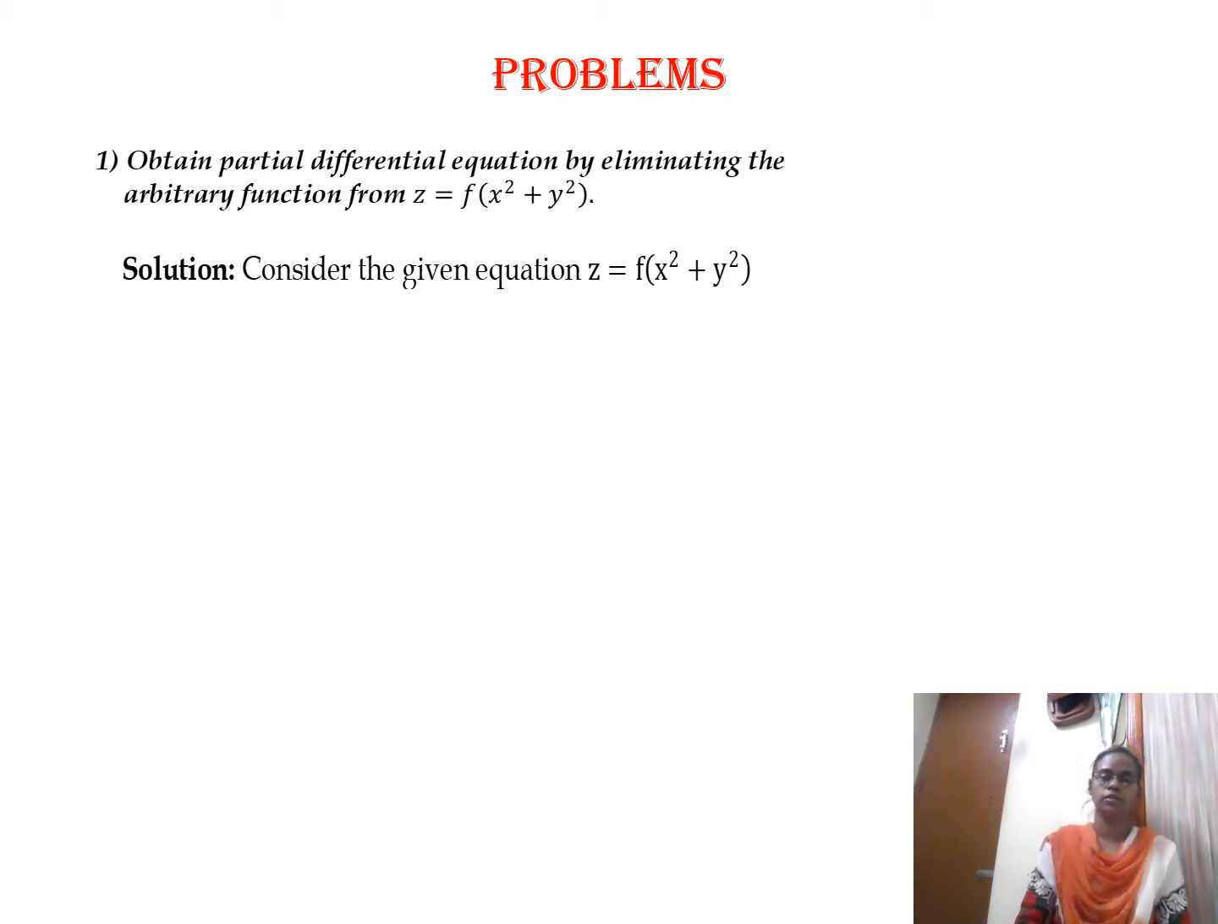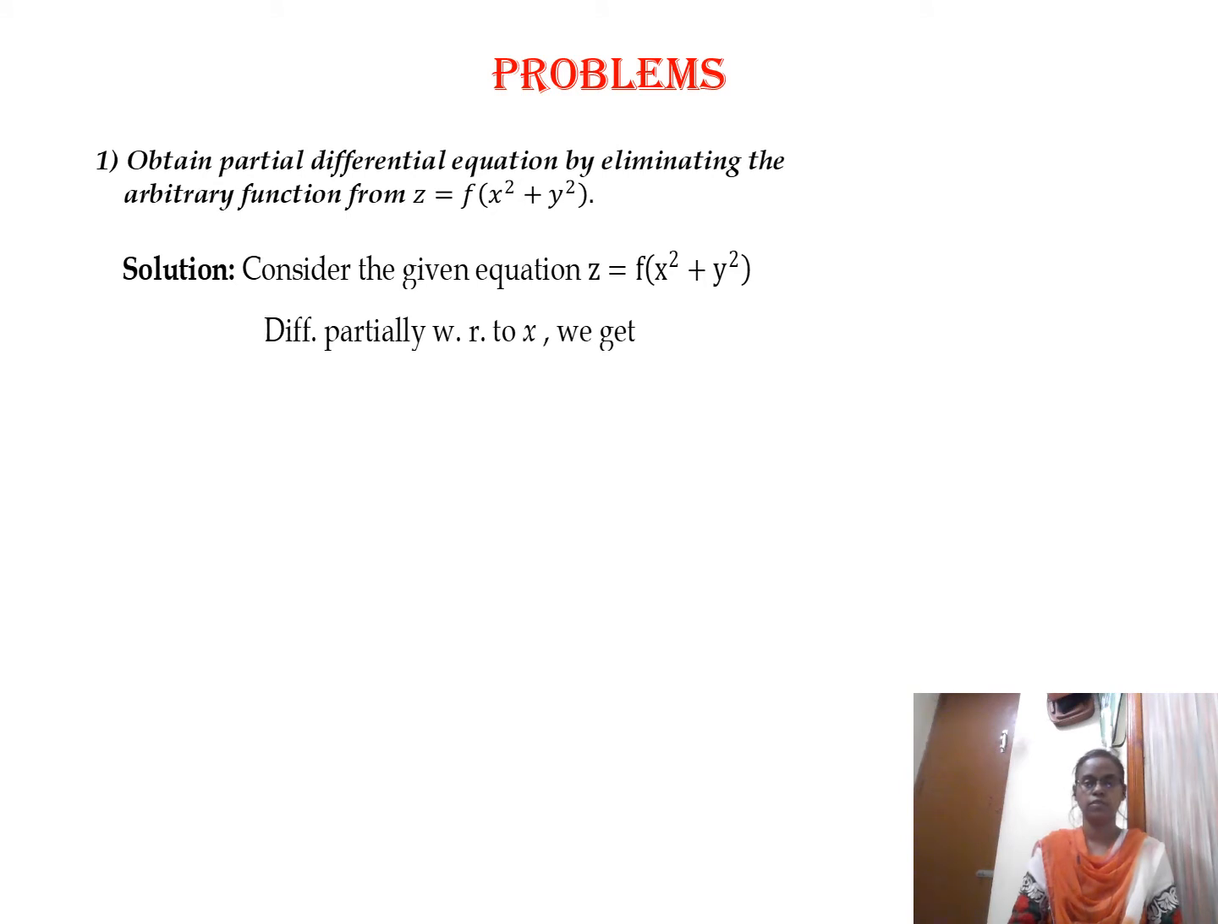So as usual, to form the PDE, what do we do? We need to differentiate partially with respect to x, and then we will move on to differentiating partially with respect to y. So the same process we are going to do here also. First, when we differentiate this given equation with respect to x partially, on the left side we have z, so we get ∂z/∂x, which is actually p, which is equal to f of x squared plus y squared.